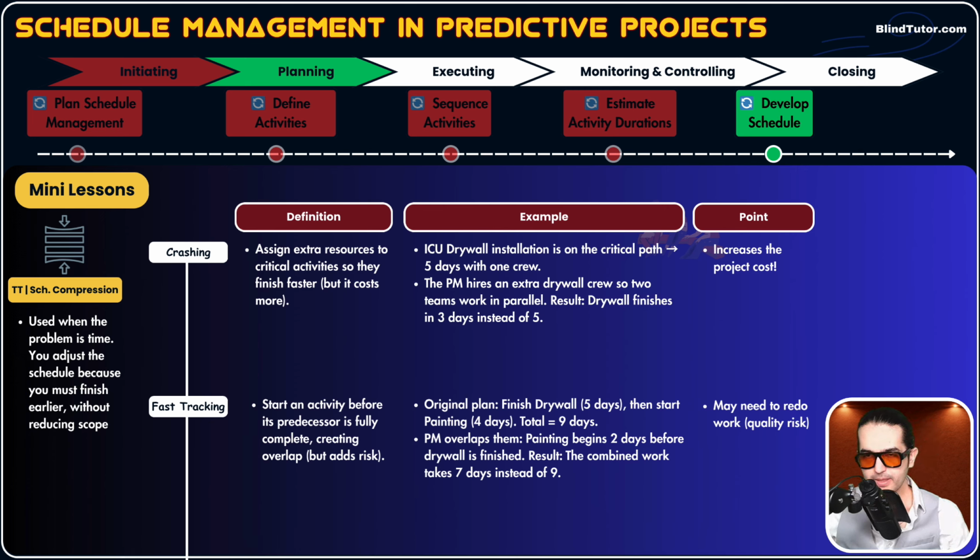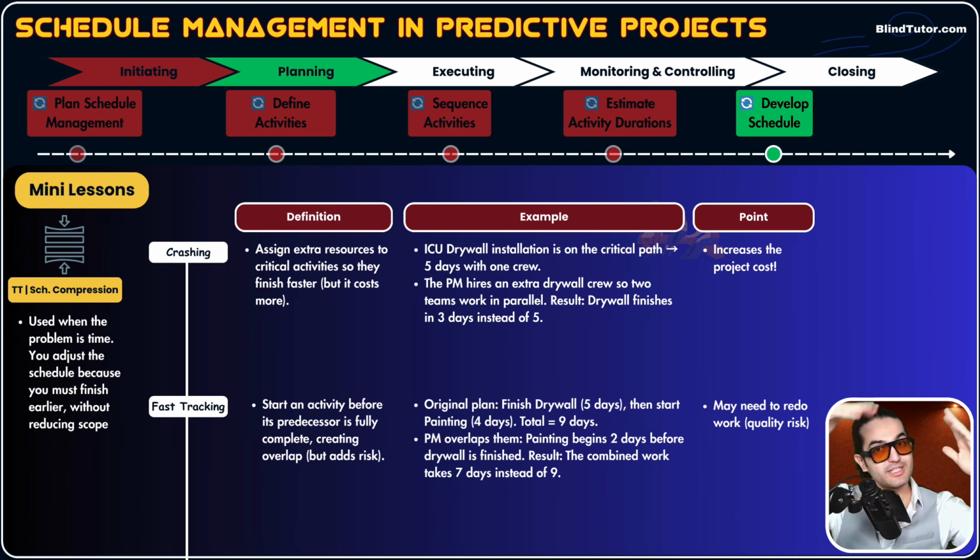Awesome. Let's wrap it up, guys. Schedule compression techniques are used when a sponsor or stakeholder wants you to finish the project earlier. Now, if you have extra money, apply crashing. If you don't have extra money, apply fast tracking.